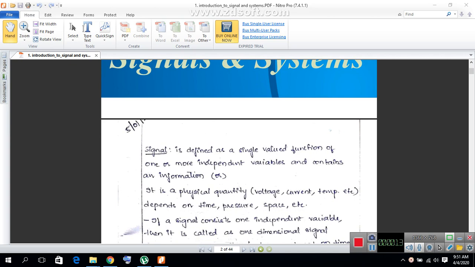In this course, we will study different signals and systems types and their operations. First of all, start with signal. What is called signal?